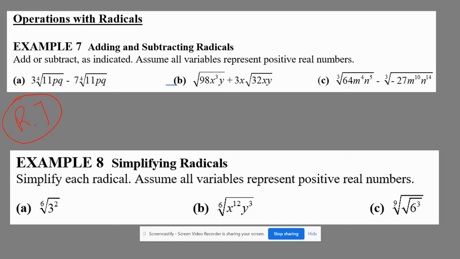Welcome back. We are continuing our R.7 notes on radicals, radical operations, and simplifying radicals. We left off on example 7, talking about adding and subtracting.